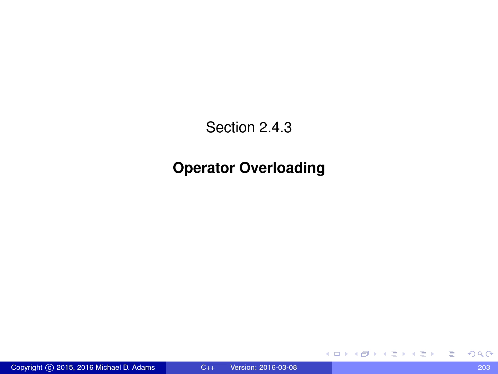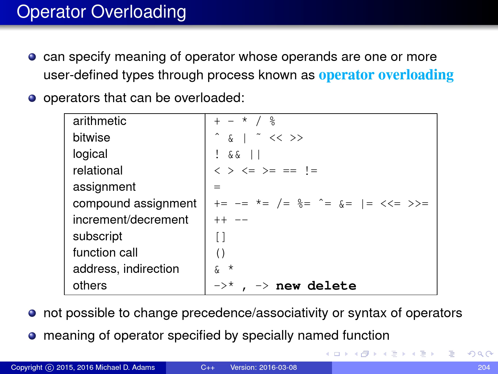In this section, we're going to examine how operators are specified for user-defined types through a mechanism known as operator overloading. In C++, it's possible to specify the meaning of an operator whose operands are one or more user-defined types through a process known as operator overloading.